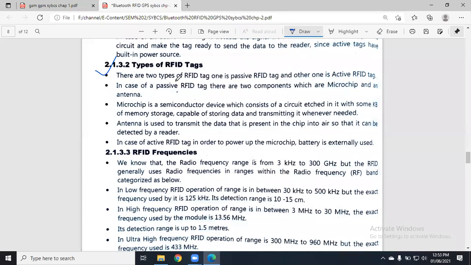Next up, we have passive. In passive, there is no power supply requirement. The RFID tag consists of a semiconductor microchip, and that microchip has some sort of memory. That memory is in KB, which is very, very low. The antenna is going to send the data present inside the microchip into the air, and that data will get detected by the RFID reader.